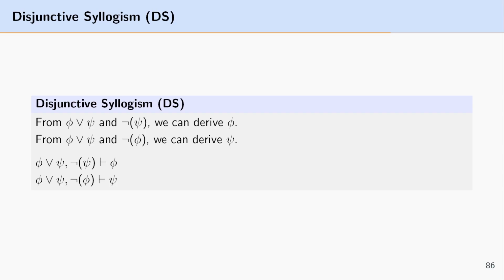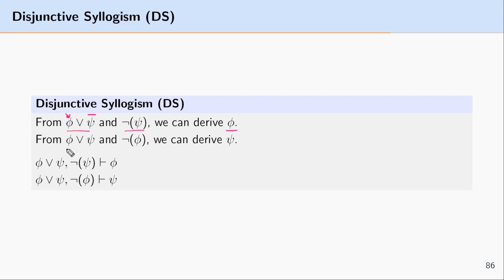Let's look at the form of disjunctive syllogism. Disjunctive syllogism states that if you have a disjunction, in this case phi or psi, where phi and psi are both variables for any well-formed formula, and you have the negation of psi, that is the negation of one of the disjuncts, then you can reason to phi, which would be the other disjunct here.